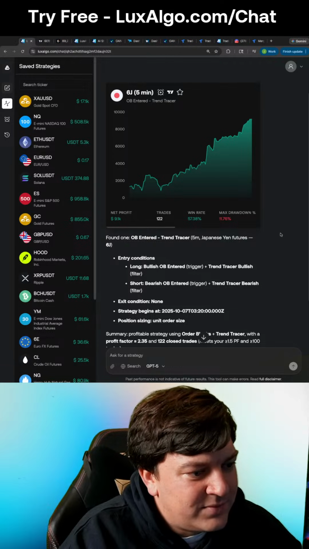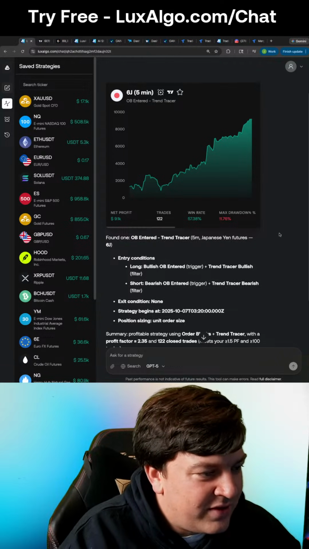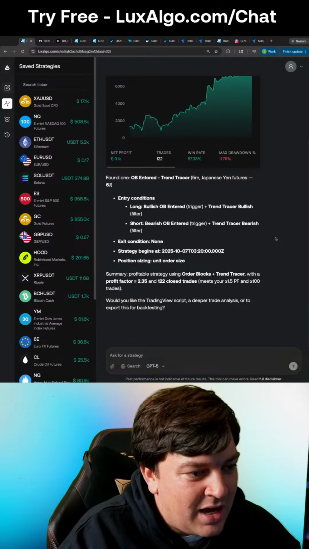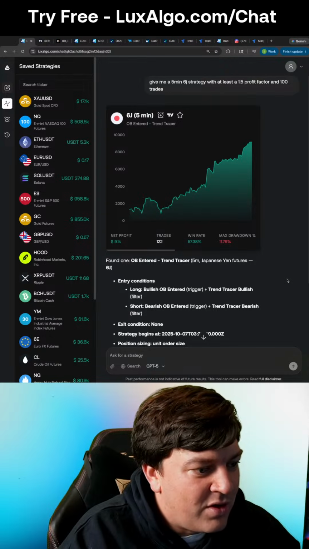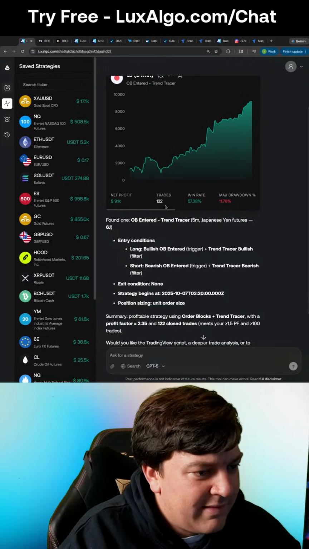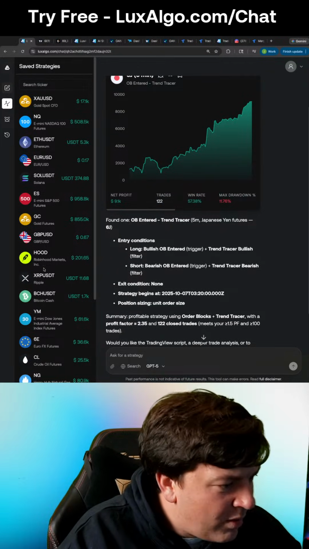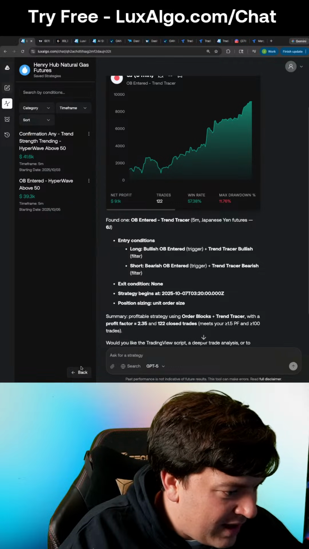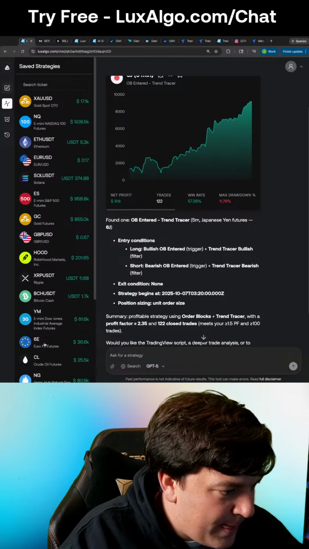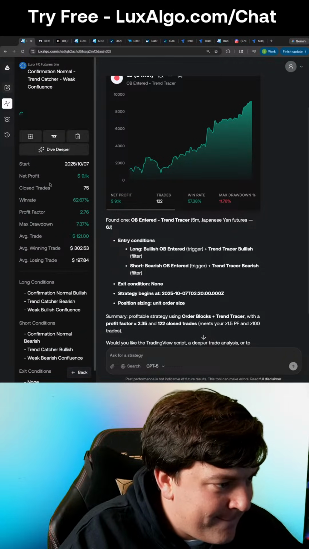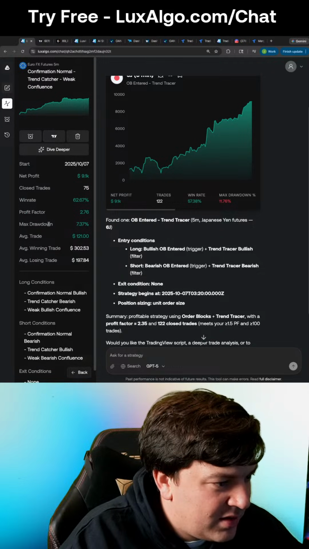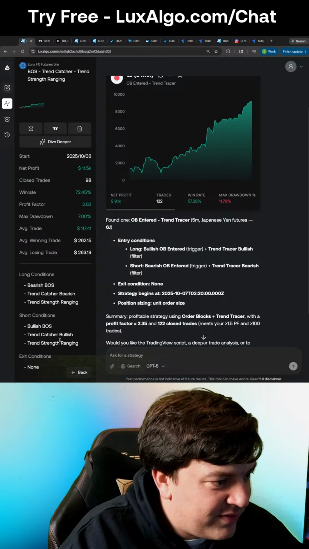Okay, this was that 6J. The yen right now has not had a big volume spike, which has been good. What was the max drawdown on that 6E? I want to see. That was a 7%. Maybe we find one. Yeah, we need to find one under 10%.